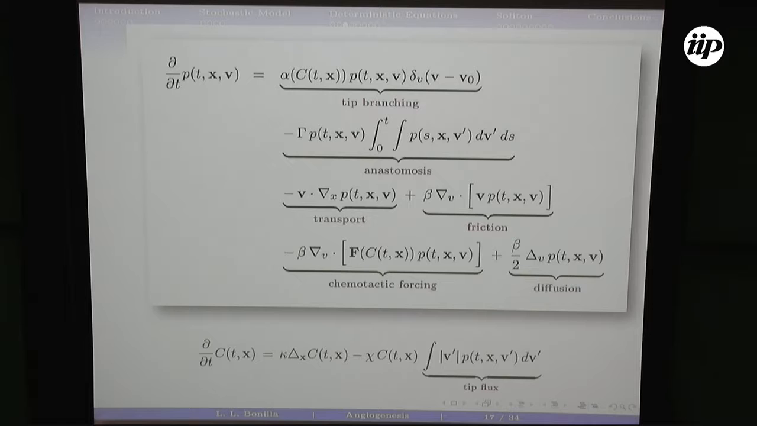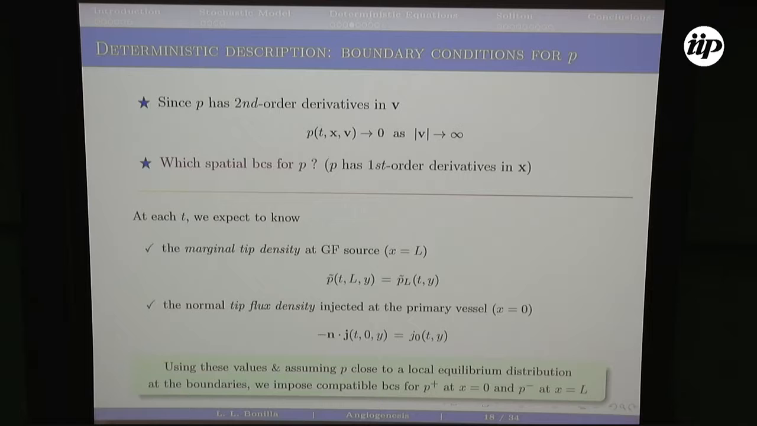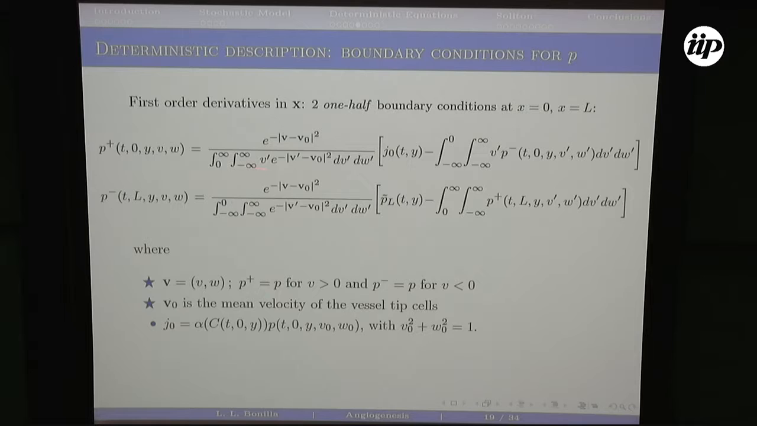I'm going to skip the boundary conditions here. It is what you would imagine. The only delicate thing is what the boundary conditions are for the density of active tips. We say that we are injecting some stuff at x equals zero, so our boundary condition should be compatible with that. If you integrate this, you get that at time equals zero, the flux is some known thing.